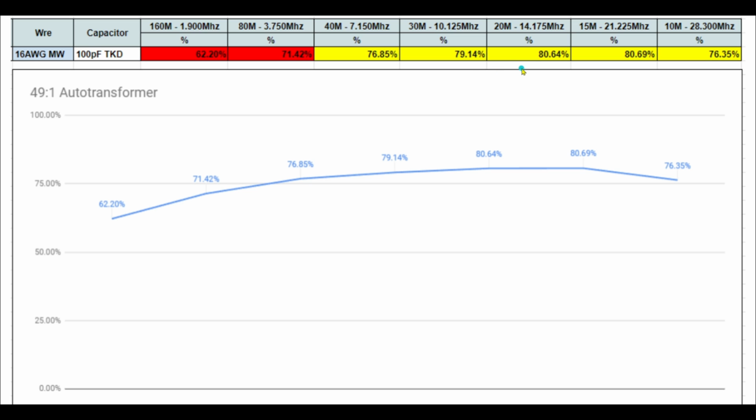Anyhow, 30 meters, we are looking at 79.14%. 20 meters is our second best at 80.64. 15 meters is actually 80.69. That was our best band in terms of efficiency. And then we start to drop again in the 10-meter band to 76.35. Down here, you can just see this line that shows the percent efficiencies for bands 160 through 10 meters.